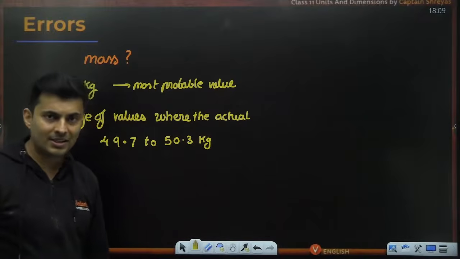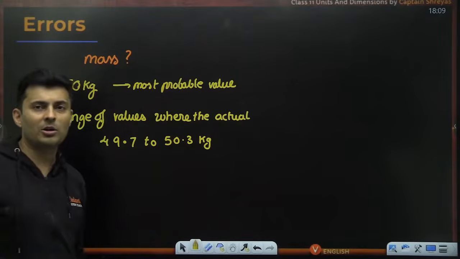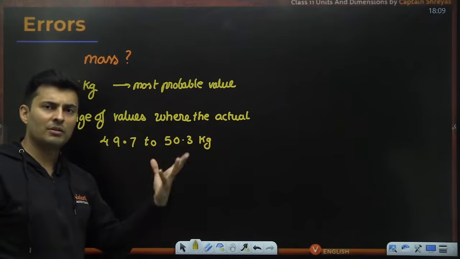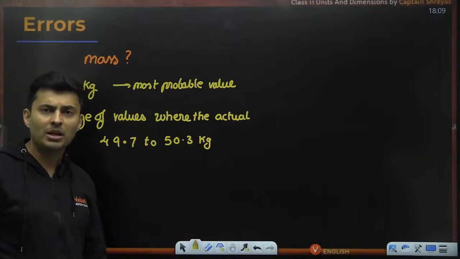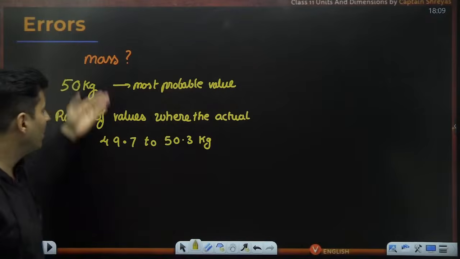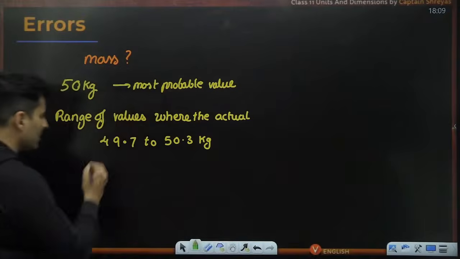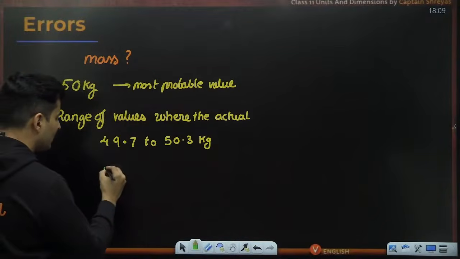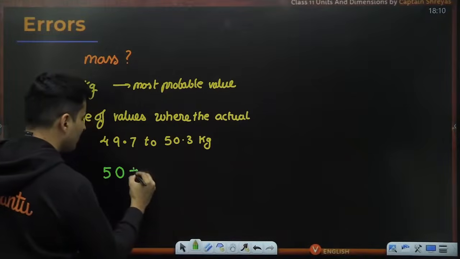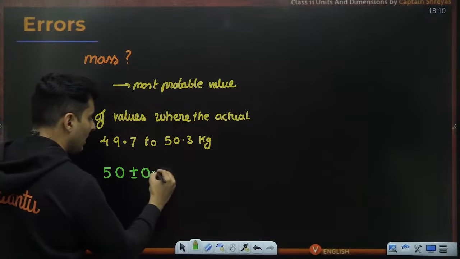So when you are asked your mass, you cannot give a whole paragraph: listen brother, 50 kg is my most probable mass, but I will give you a range of values. If you say this to your brother, he will slap you. He will say, why are you giving me a paragraph? I just asked your mass. So the correct mathematical or physical way to represent that is to say 50 plus minus 0.3 kg.